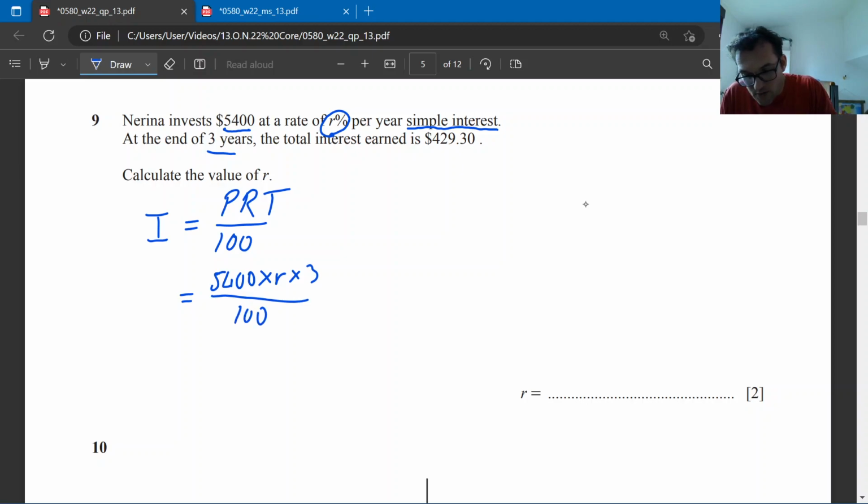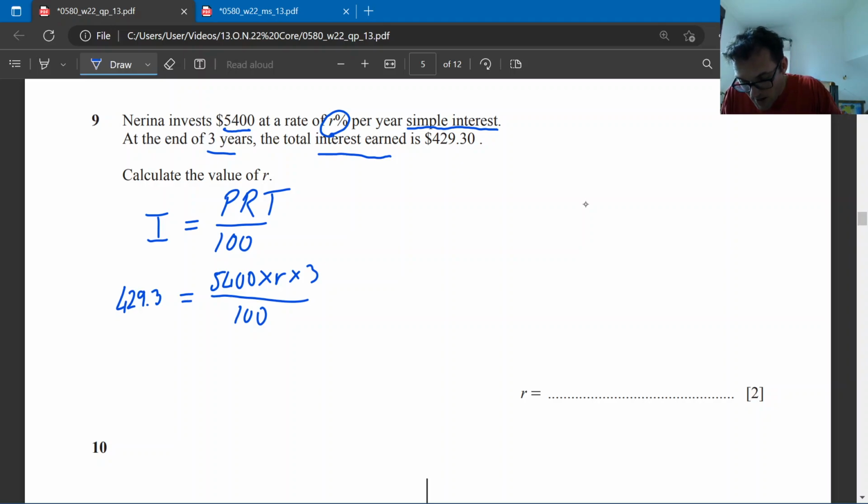And the last piece of information is the interest earned. This is how much extra money the bank gives her for investing the money there. That's why you put your money in the bank in the first place. You can get interest. Okay, so only the extras, not how much money she has in the bank. And that's $429.3. So this goes over here where the I is. Now we can work this out.